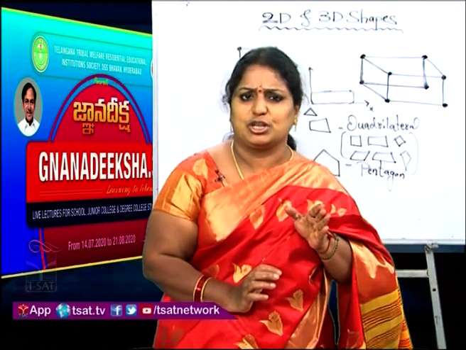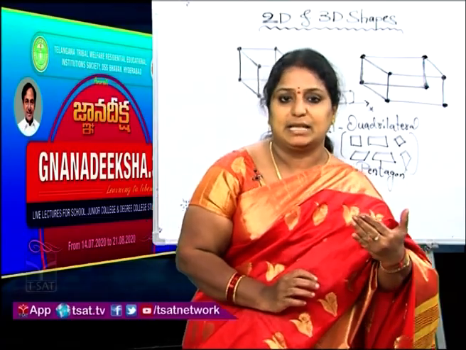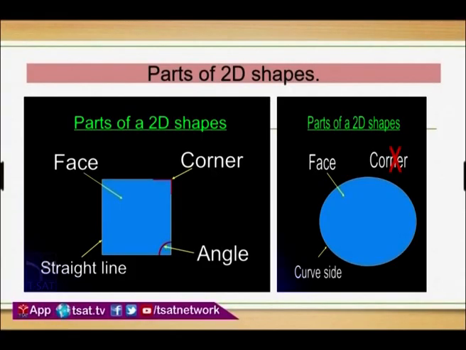Any two-dimensional shape we take contains some parts. For example, in the first image, I took a square here. The blue color shaded part is called the face of that polygon. And here I have given corner.